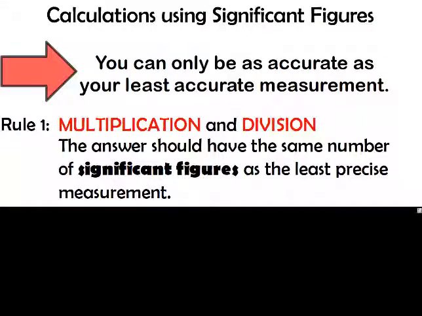You can only be as accurate as your least accurate measurement. So when you're multiplying and dividing, you're going to put your answer in the same number of significant figures as the least precise measurement.